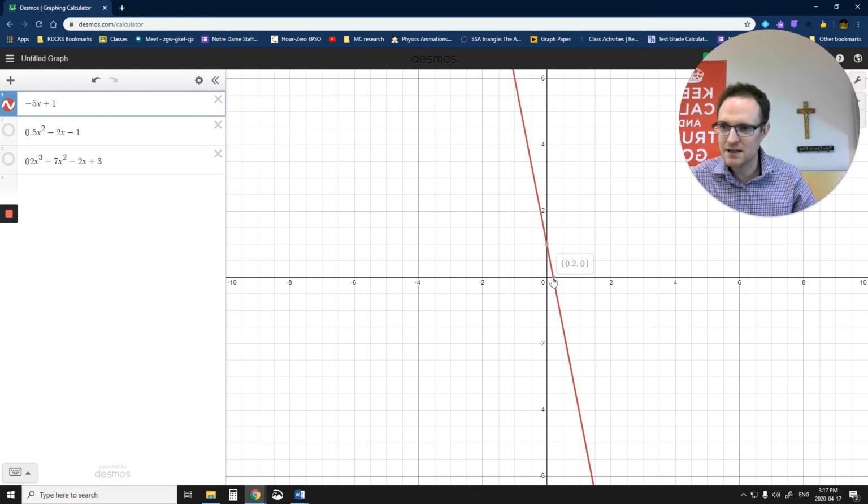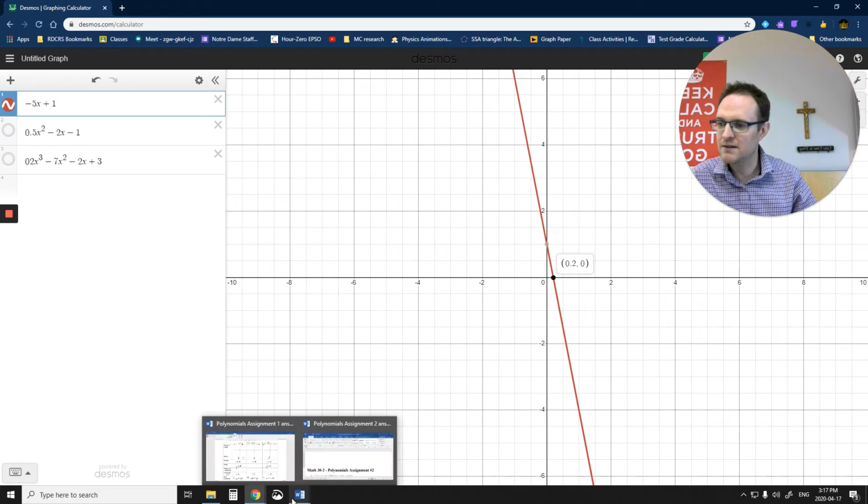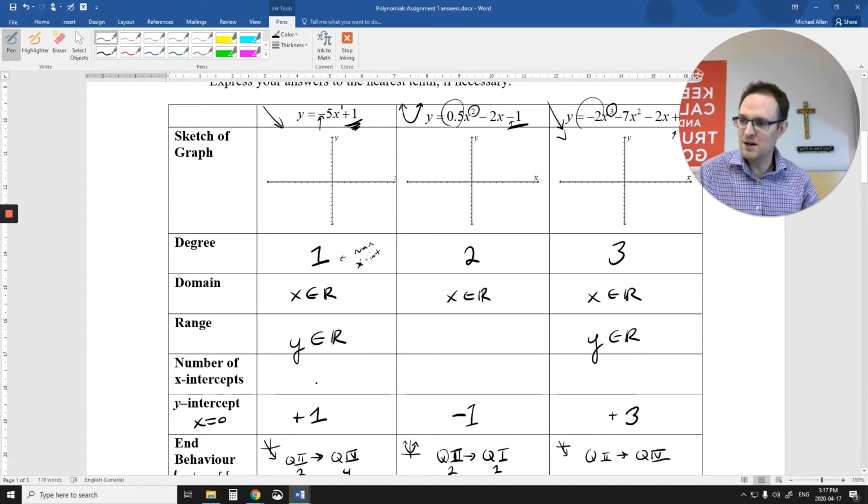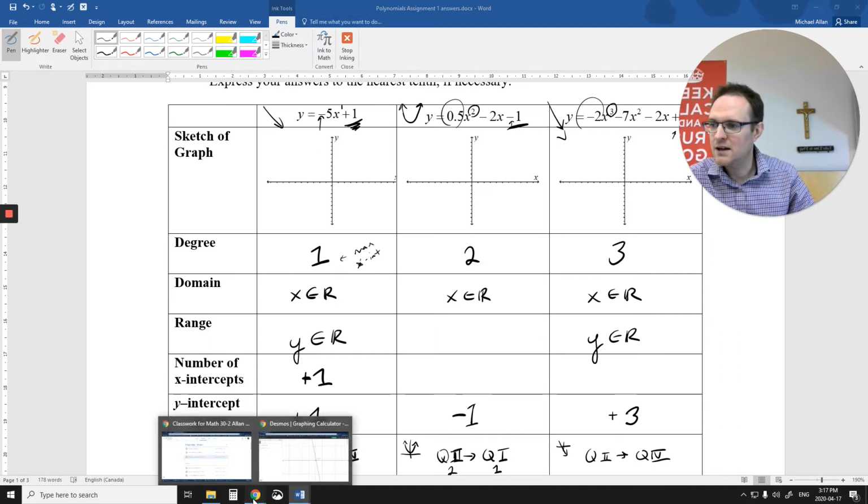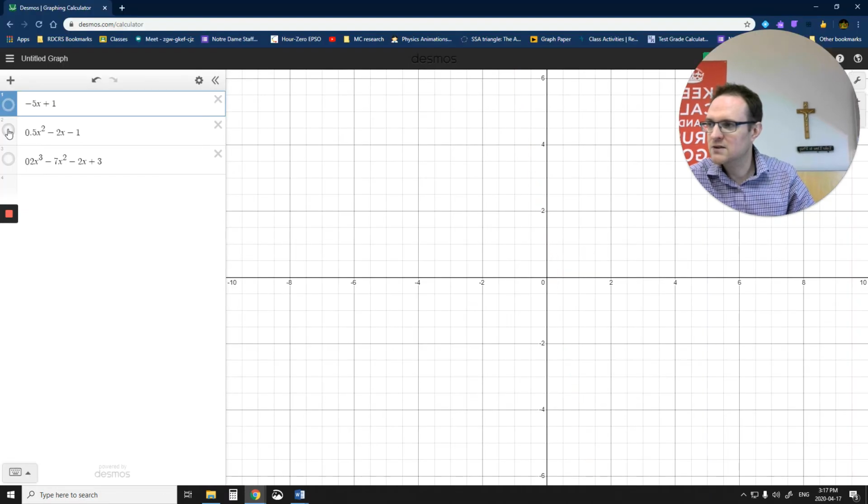You can see here that I have one x-intercept, it crosses at 0.2 if I had to find that. All I care about is the number of x-intercepts. It's going to be 1. That one is always going to be 1 because it is a linear line. It has to go across the x-axis. It's just good to verify that. Let's look at the next graph here. Let's turn that one off.